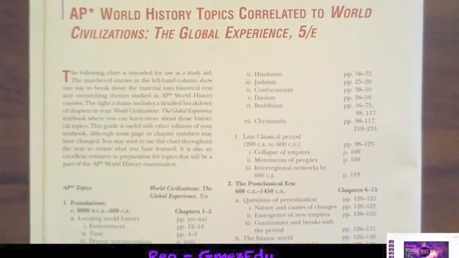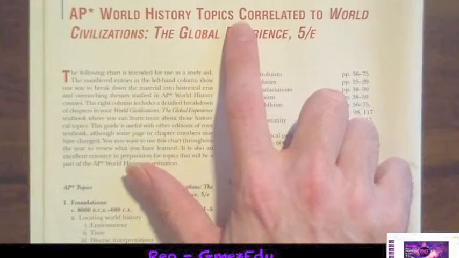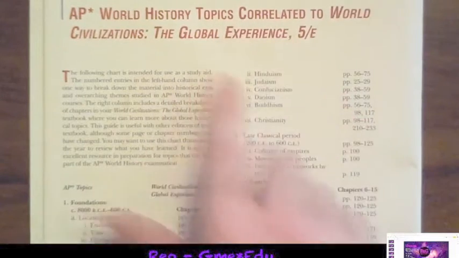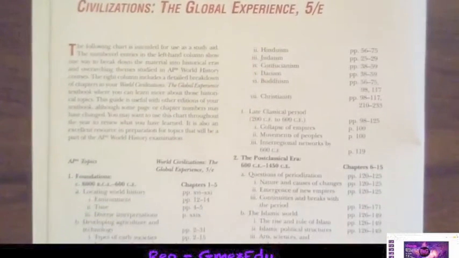As we continue here, ooh, this is nice. Now, these are the topics from the AP World History exam and how they correlate to this textbook specifically. Again, this is as of 2007 though, so things have changed. Keep that in mind. Great that this is here though.